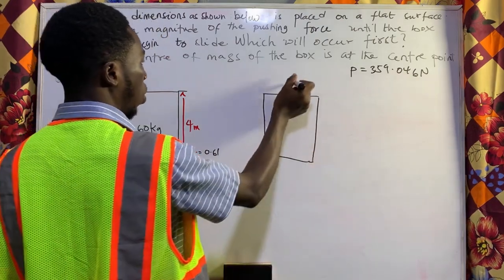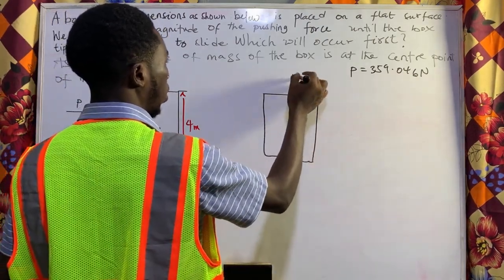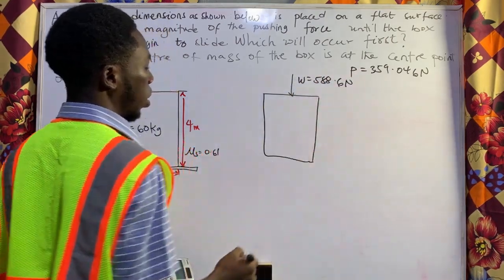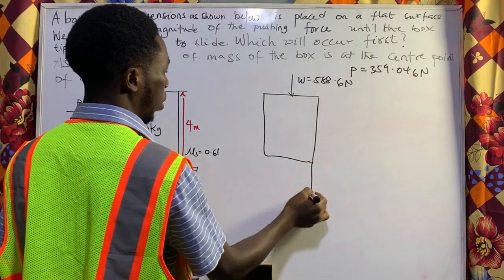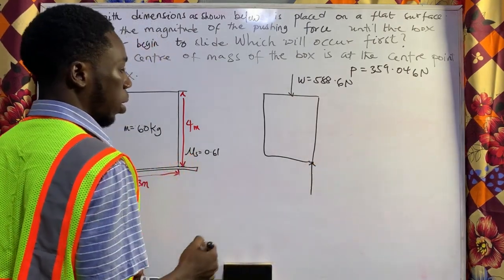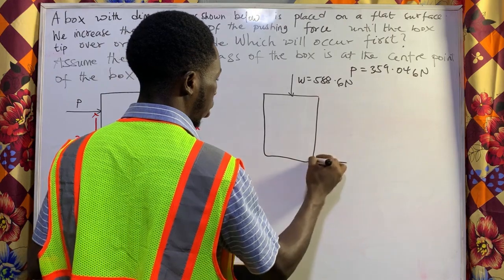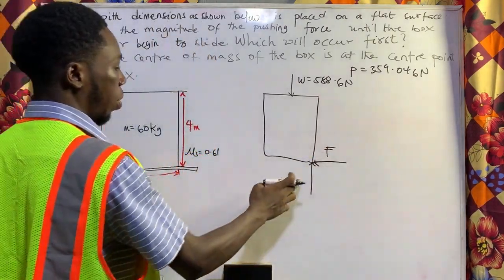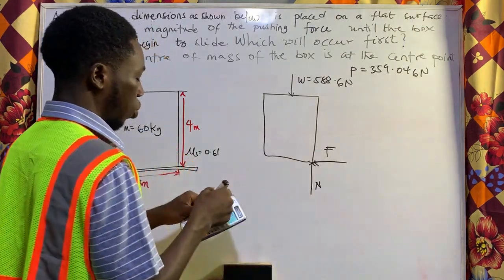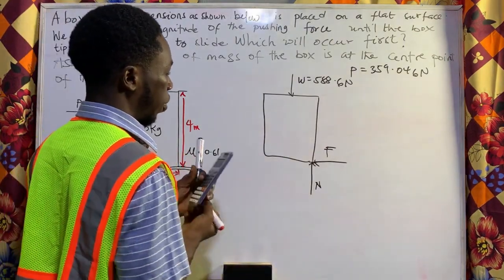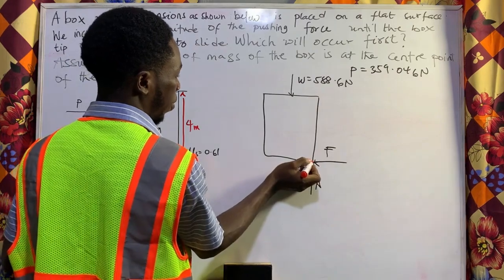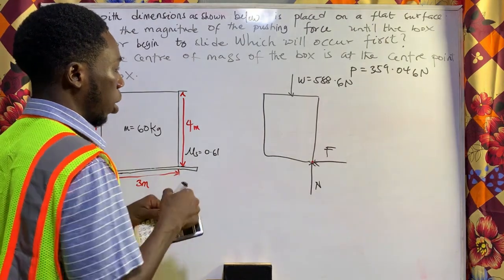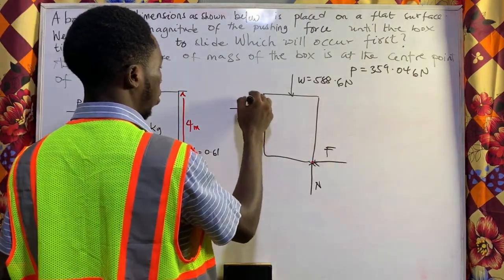Okay, so we're going to have the weight force here, which is 588.6 newtons, right? And we have the normal reaction force here. Okay, and then we are going to have the friction force here. Okay, so for tipping, the normal reaction will be concentrated at the point of rotation, and same for the friction force. So both the normal reaction force and the friction force will be concentrated here. Okay, and then I'm going to have the pushing force here.